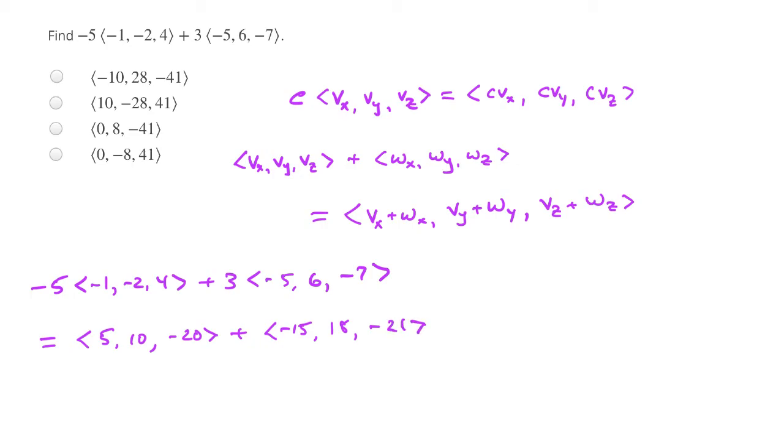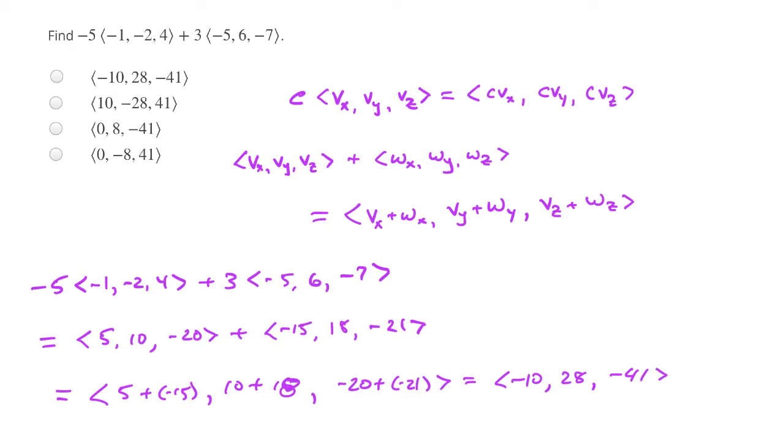Now, if we want to add those two vectors together, everything is done component-wise. So I have 5 plus a negative 15. I have 10 plus 18. And I have negative 20 plus a negative 21. And so I end up with a final answer of negative 10, 28, and negative 41.